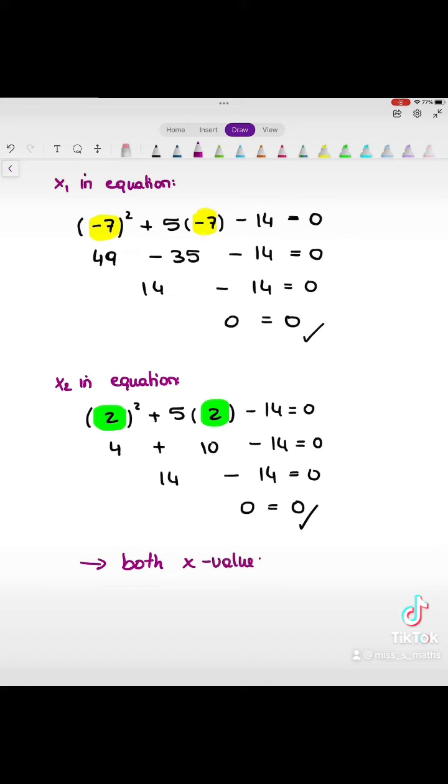We've now shown that both of these x values were actually solutions of that quadratic equation, and whenever that's the case, we call these the roots of the equation.